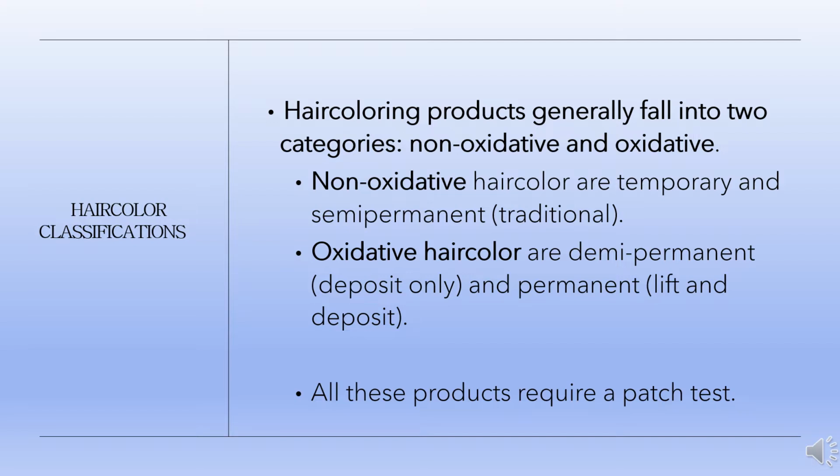They're generally going to fall into two categories, non-oxidative and oxidative. Your non-oxidative hair colors are going to be your temporary hair color and your semi-permanent hair color, which are traditional. The way to keep this in mind is that your temporary hair color and your semi-permanent hair color are non-oxidative because they do not have to be mixed. They're considered a direct dye that you can use straight out the bottle.